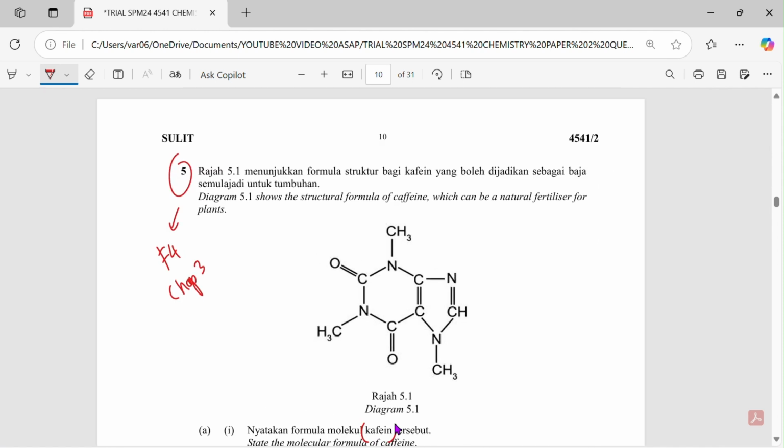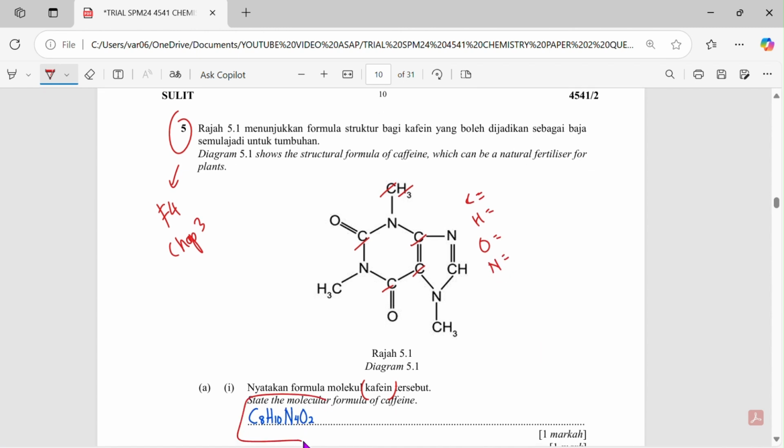You just count how many carbon atoms you have, how many hydrogen atoms you have, how many oxygen atoms you have, as well as nitrogen. Combine that all, you'll get this formula. Very simple. You just have to count how many carbon, hydrogen, oxygen and nitrogen there are.